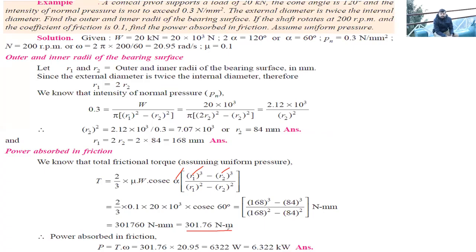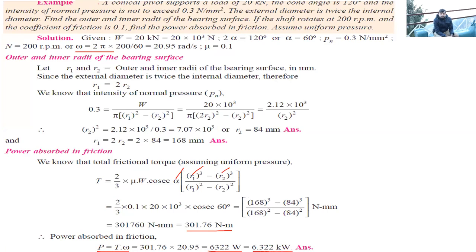Once we have this value of torque, and we have already calculated omega, we can calculate the power. Power is equal to T into omega. We put the respective values, and this power comes out to be 6322 watts, or this can be written as 6.322 kilowatt.